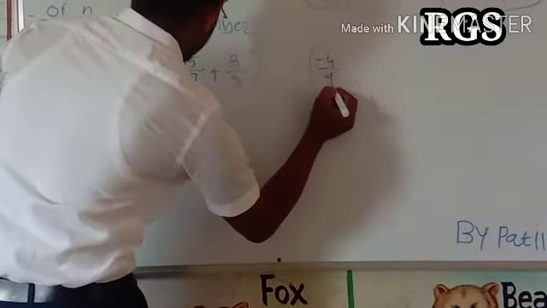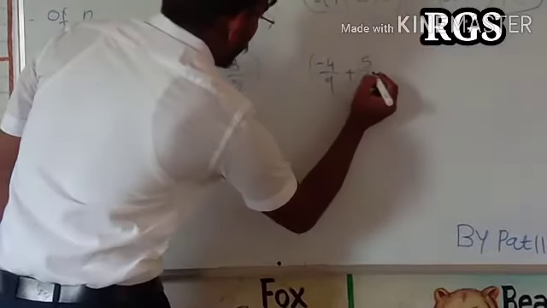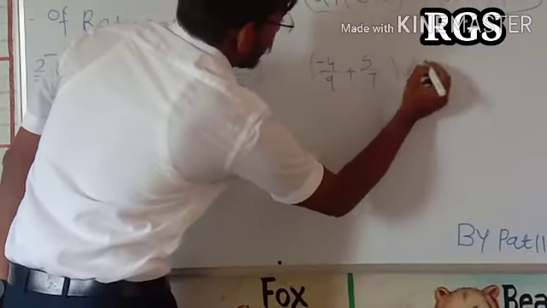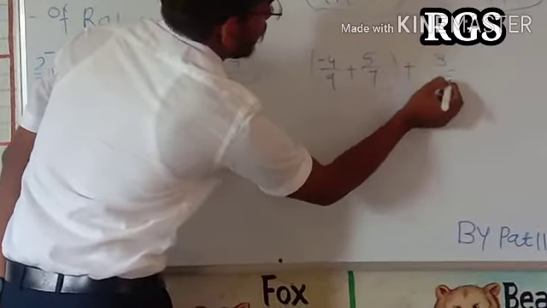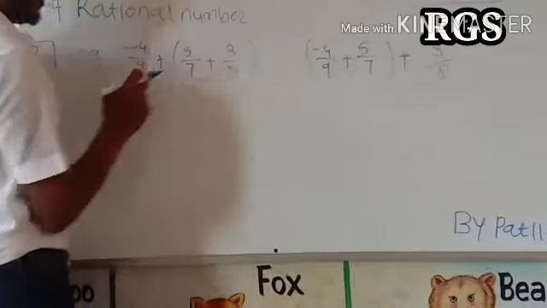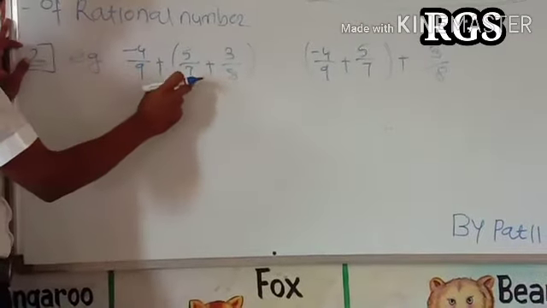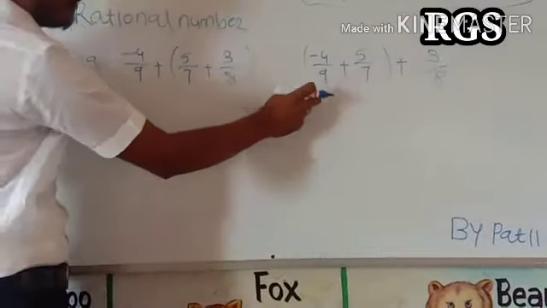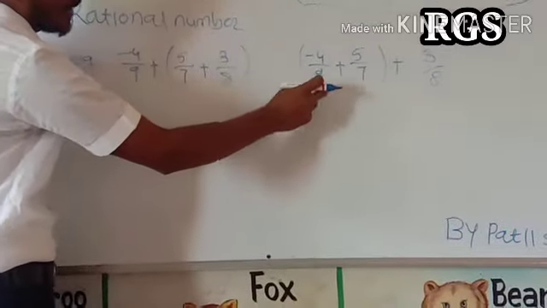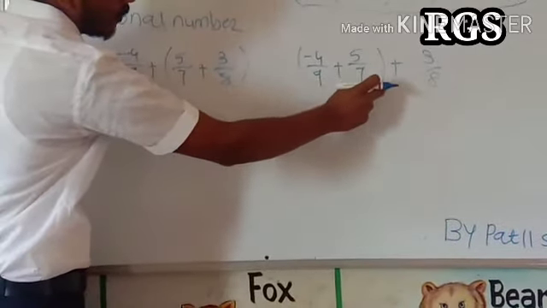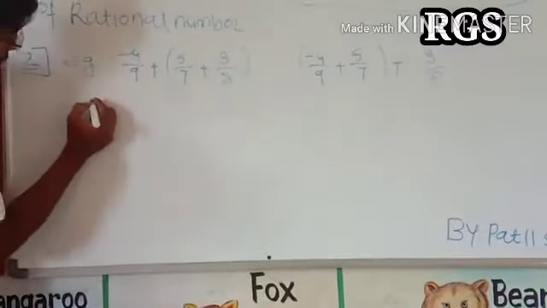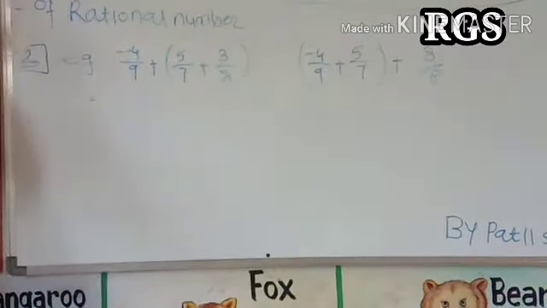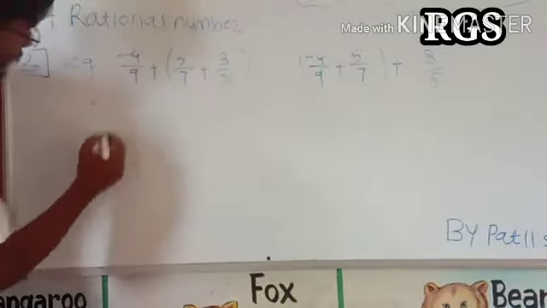Minus 4 upon 9 plus 5 upon 7, bracket close, plus 3 upon 8. We write the example in these two forms, that is A plus in bracket B plus C, and here in bracket A plus B bracket close plus C. Now we solve these examples one by one and we will see what the solutions are.